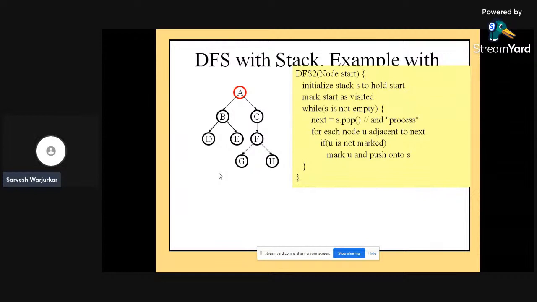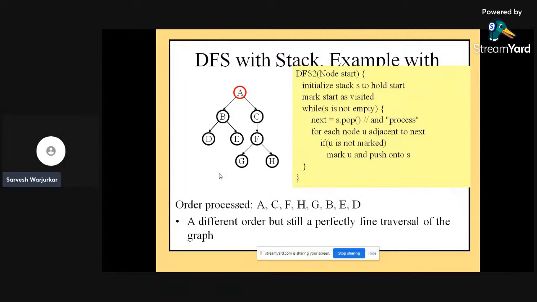The example of the stack is like first in, first out. The element which is visited first should be entered in the stack first, and then the same example gives A B D E C F G H like this, and the order of processing is like A C H G B E D, a different order but still a perfectly fine traversal for the graph.